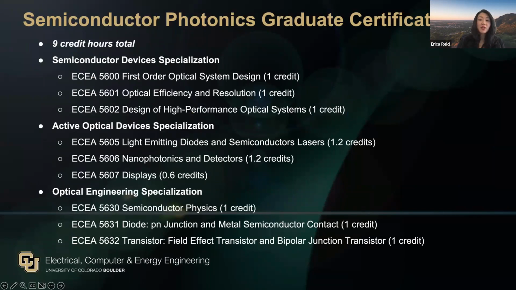And here's an overview of the graduate certificate. You will need to complete 3 specializations, which is equivalent to 9 credit hours total. Each specialization consists of 3 courses. Each course is between 0.6 to 1.2 credit hours.